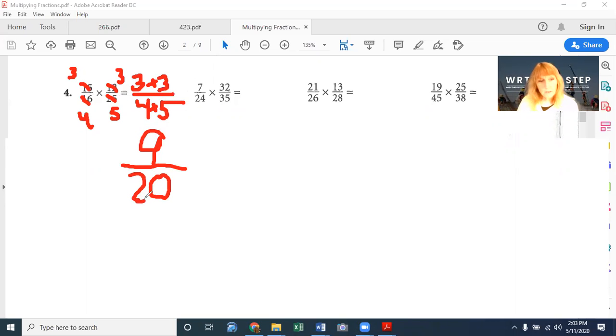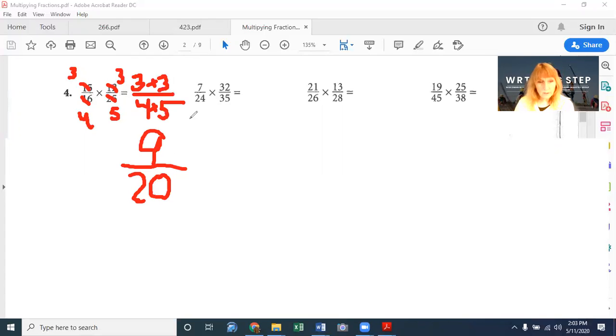So 9/20. I could have taken 15 times 12 on top and 16 times 25 on the bottom first without canceling. I would have got a really big number, and I would have had to do a lot more multiplying. And then I would have had to go in and reduce the top number and the bottom number as well. I would have ended up eventually with 9/20, but there's a lot more steps in that. So if you can cancel, definitely utilize that.